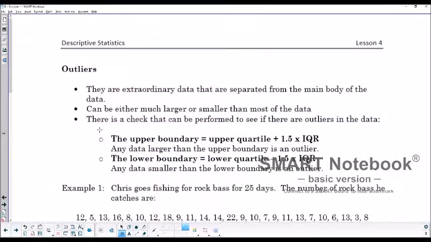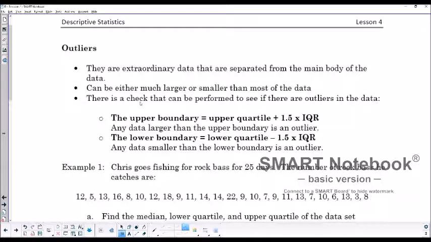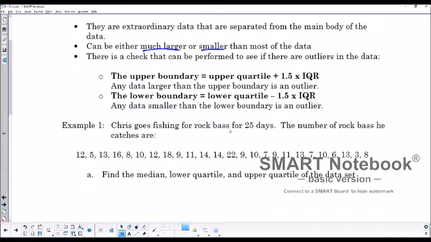Okay, and then we'll move to outliers. So they're extraordinary data separated from the main body of the data. They can be either much larger or much smaller than most of the other data. And when we use boxplots, we can have a check here. There's a calculation to see if there are any outliers.